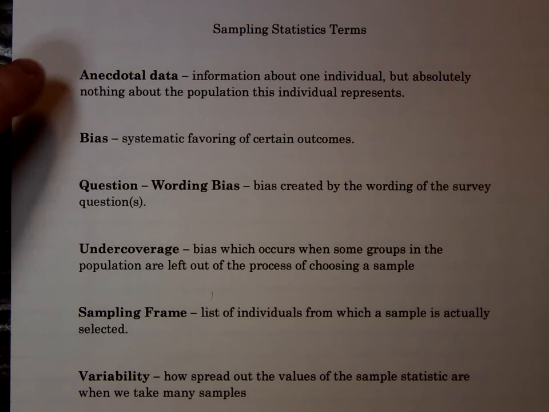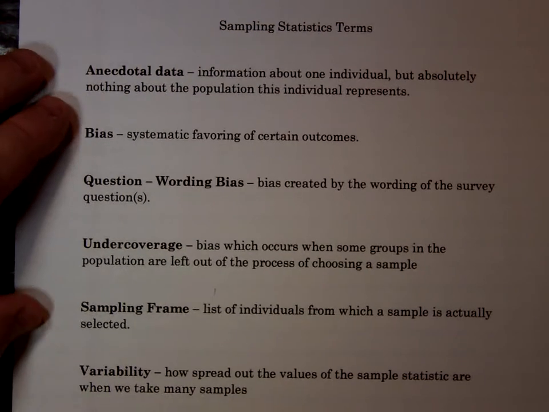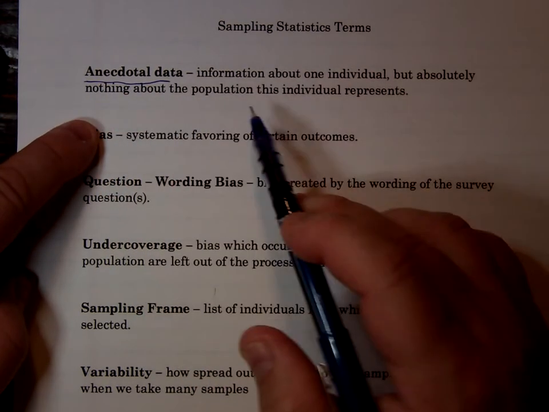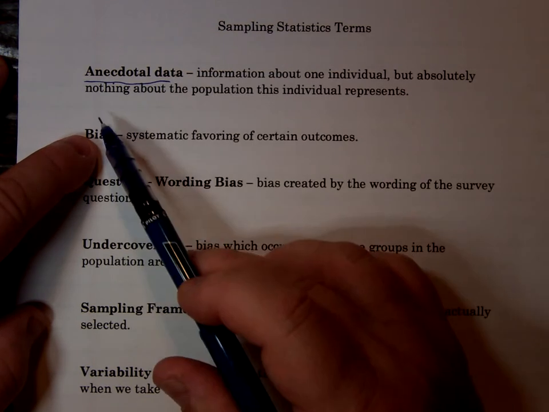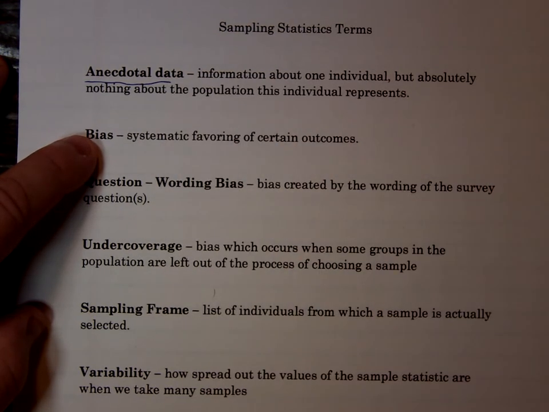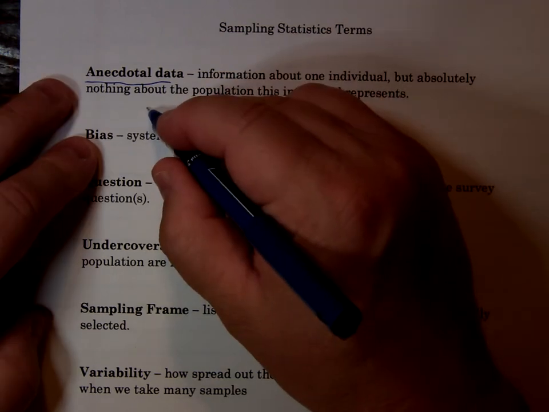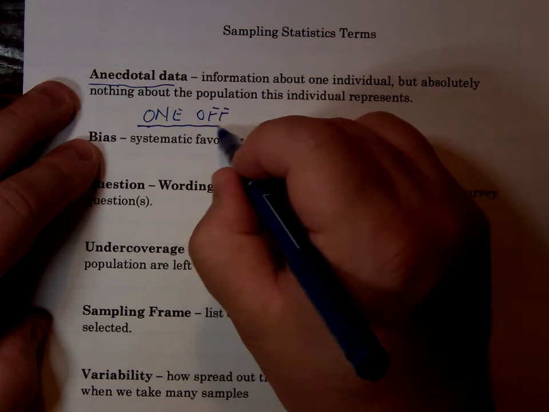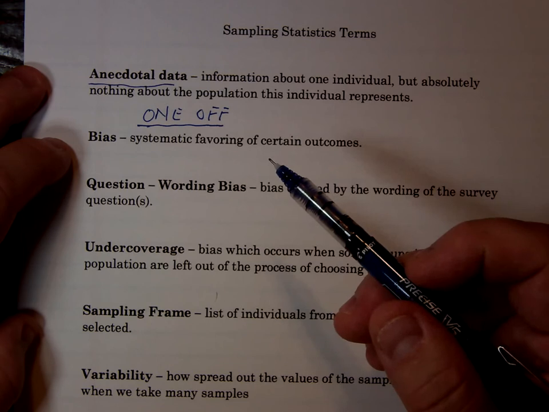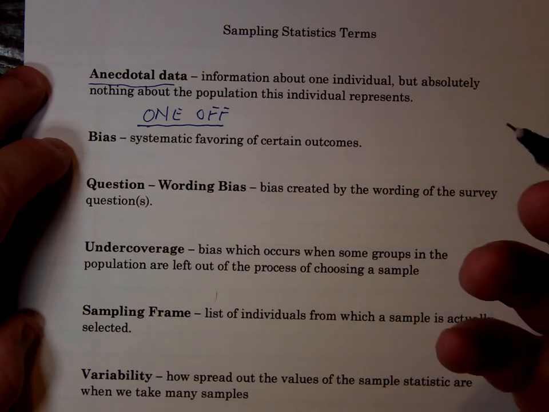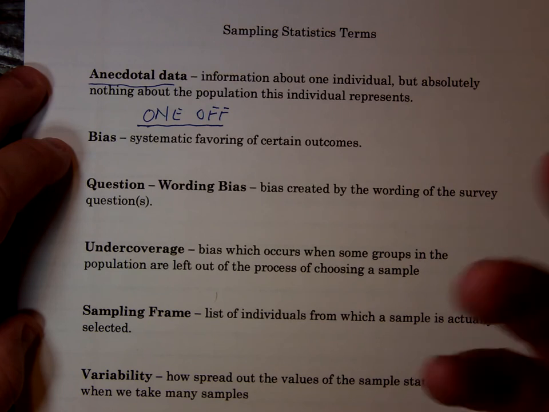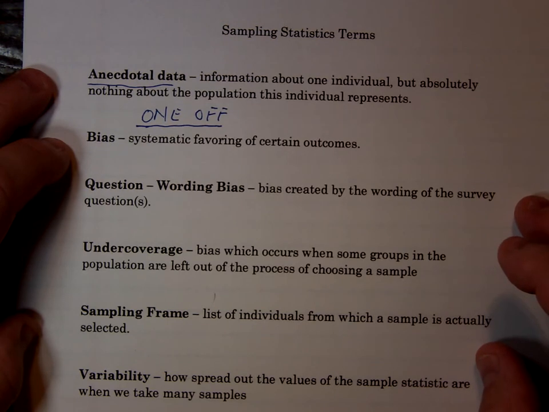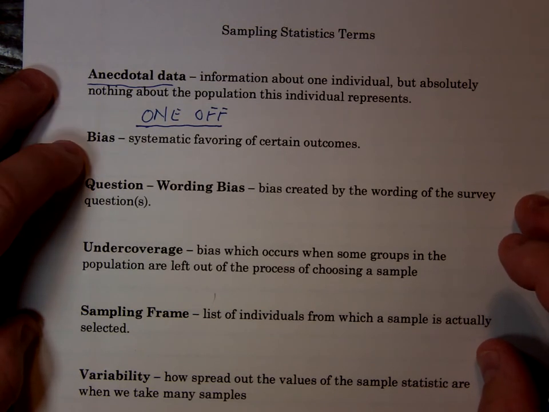So first off, anecdotal data. A lot of people use anecdotal data as information about one individual, but absolutely nothing about the population this individual represents. Some people call it a one-off if you watch the news. And what this is, anecdotal data, is when somebody tells you the majority of people... seatbelts is a good one, right? So like seatbelts save lives, wearing your seatbelt is going to save you in a car crash.